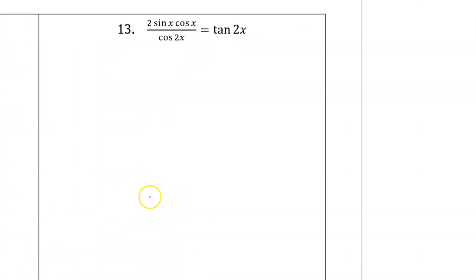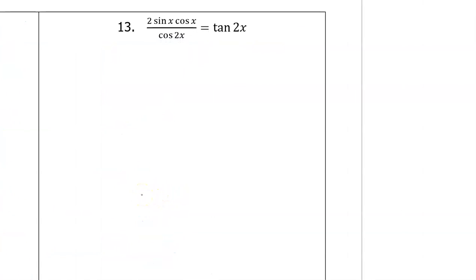Let's do it again. Okay, this one involves all kinds of double angle identities. Actually, this involves cosine, tangent, and also sine. Okay, let me show you what I mean.